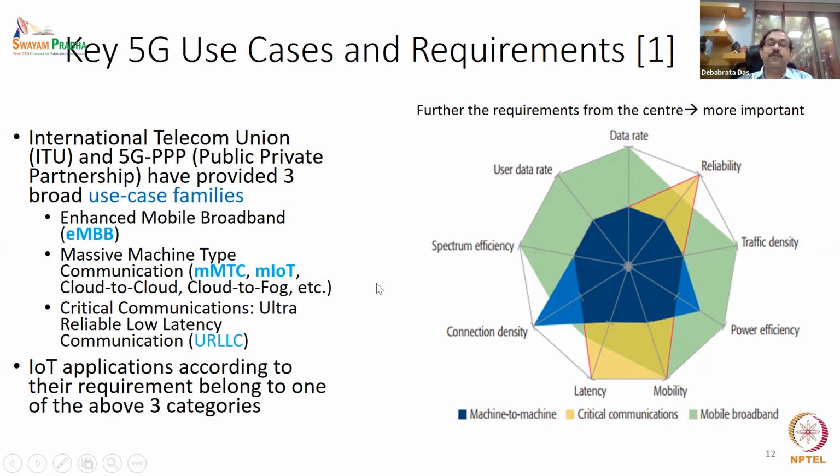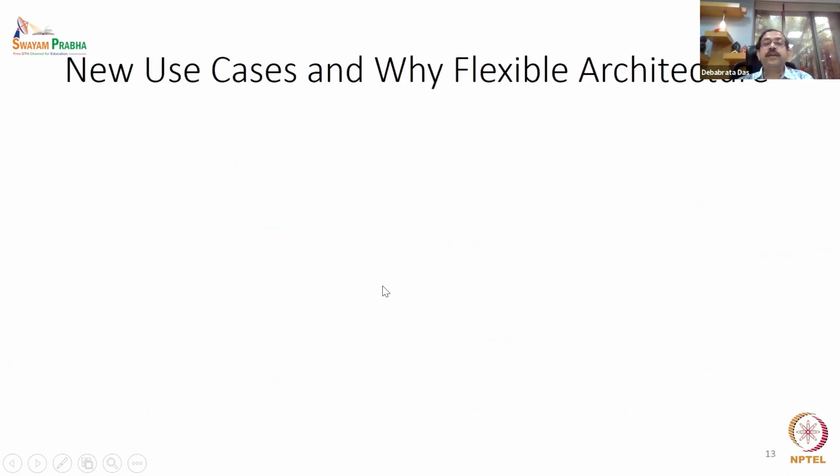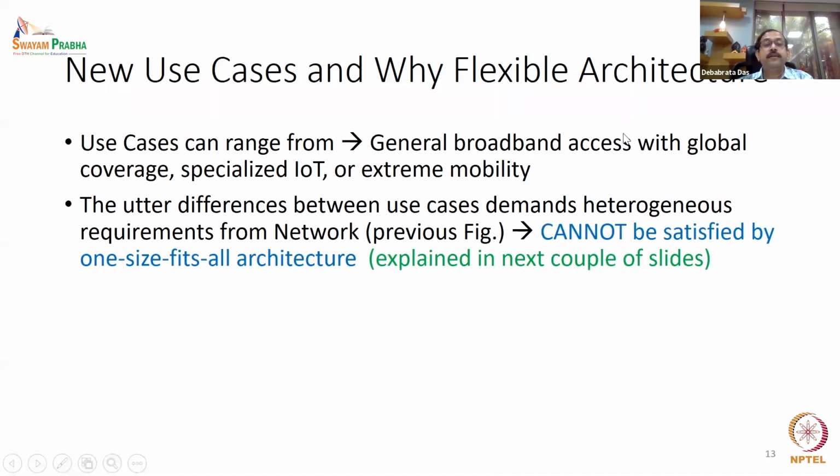Where is the bottleneck? I will go to our undergraduate level, then I will bring you quickly to the network slicing level. Where is the bottleneck? Okay, so new use cases and why a flexible architecture is needed. Look at this. Use cases can range from general broadband access with global coverage, like your mobile call, or a specialized IoT like a driverless car, or extreme mobility like fast moving trains. You are moving and watching a movie in a train on your tablet. So use cases can range across these three different categories.